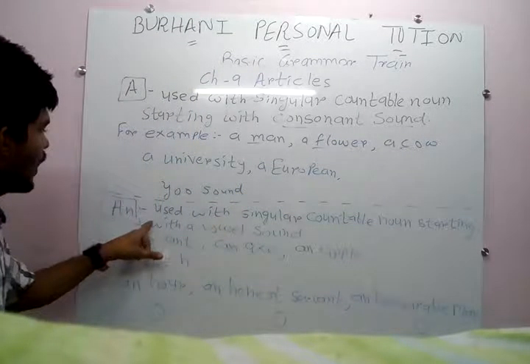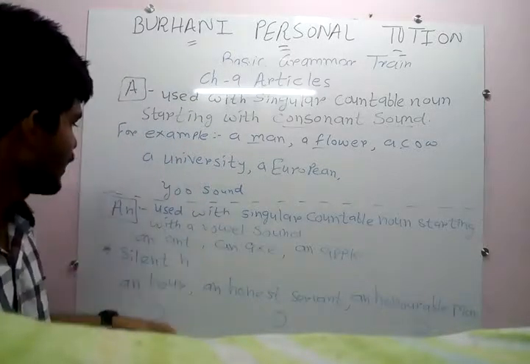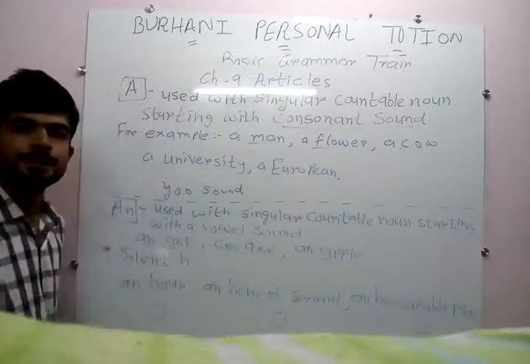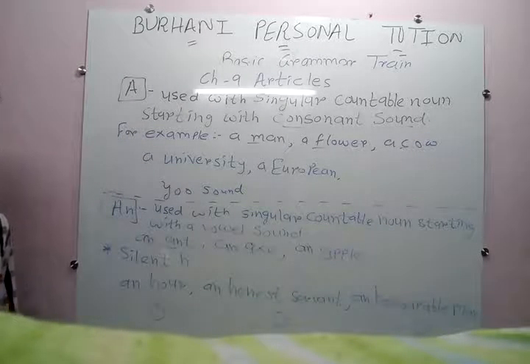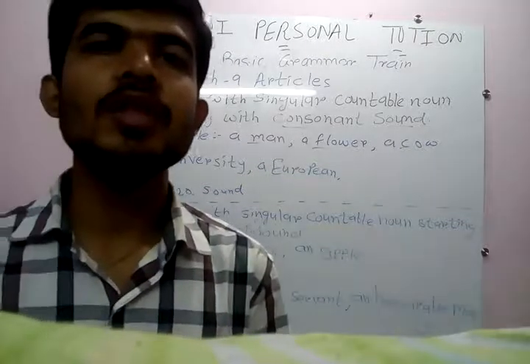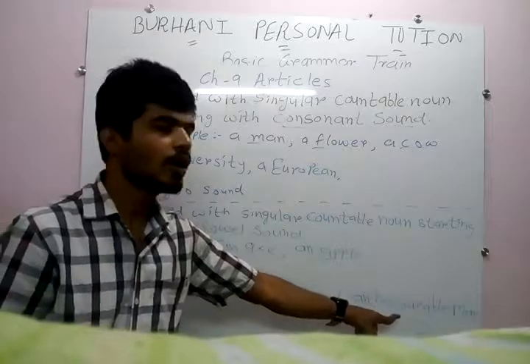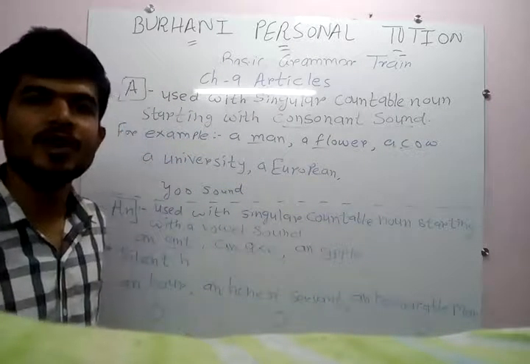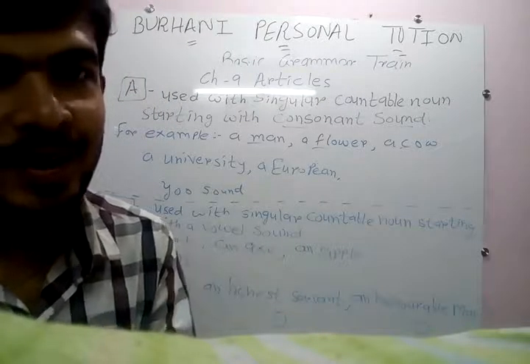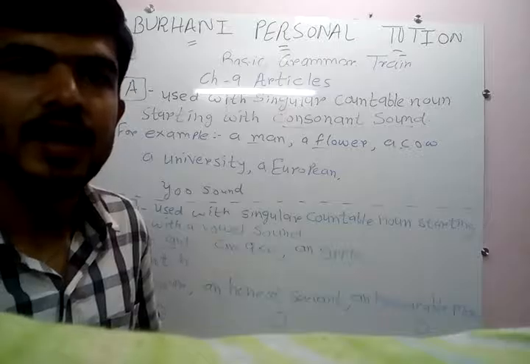Then an. An is used with a singular countable noun starting with a vowel sound. For example, an egg, an X, and an apple. Now, if a word contains a silent H, then before that word use an: an hour, an honest, an honorable man. Though it starts with a consonant, its pronunciation starts with O, which is a vowel. So that's why we have to use an before a word containing a silent H.